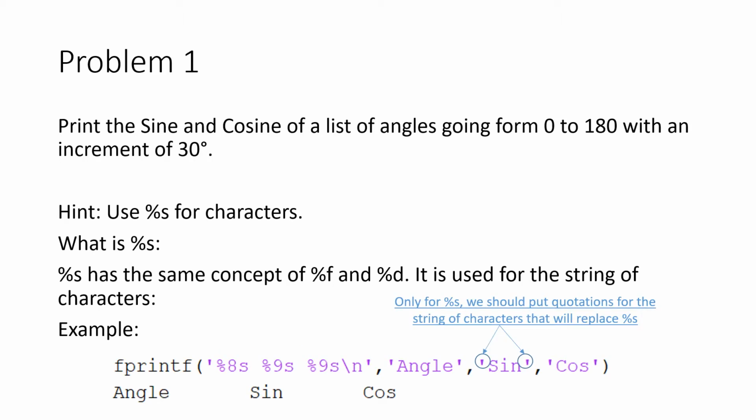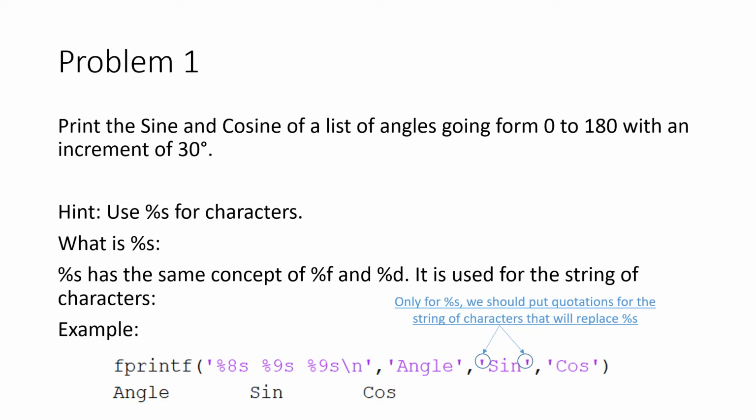In these examples, guys, you should make your scripts for each problem in order to satisfy the question. For example, in problem 1, the question is to print the sine and cosine of a list of angles going from 0 to 180 with an increment of 30 degrees. Now here the hint is to use %s.